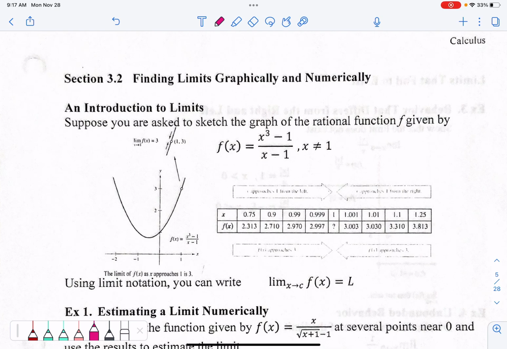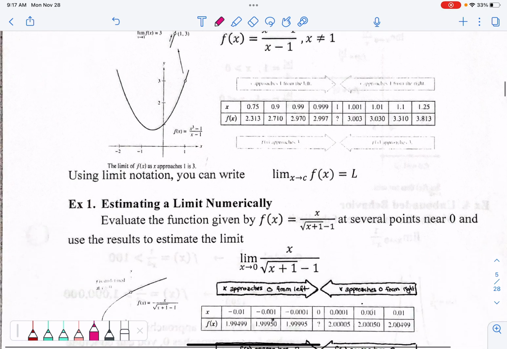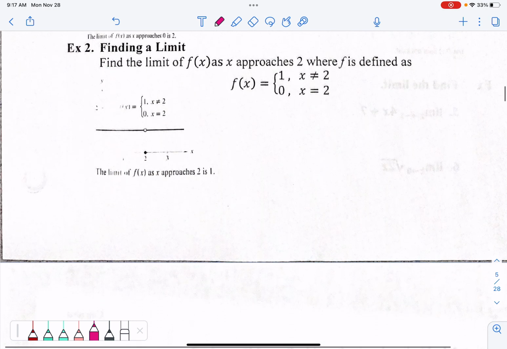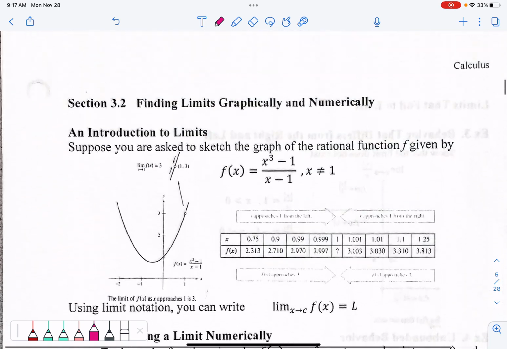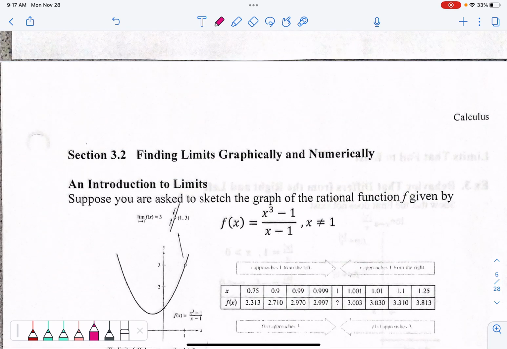Okay, Calc, I'm gone today. This is section 3.2. We're going to get through all these notes here, and there's a lot of graphical things and stuff, and it's going to look really confusing, but it's not too bad. 3.2 is finding limits, okay? I'm going to talk about what a limit is.